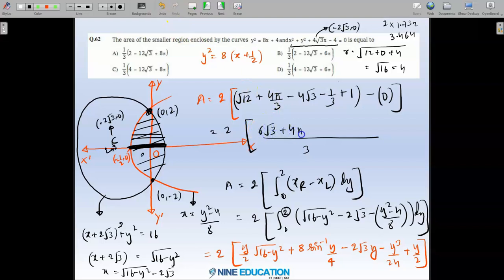Then we have plus 4 pi. Then we have minus 12 root 3. Then we have minus 1, and then plus 3. So overall, I can say it is 1 by 3. I can send 2 inside.